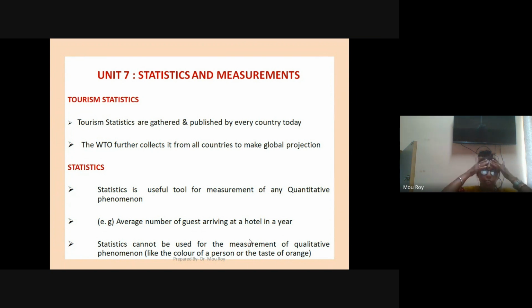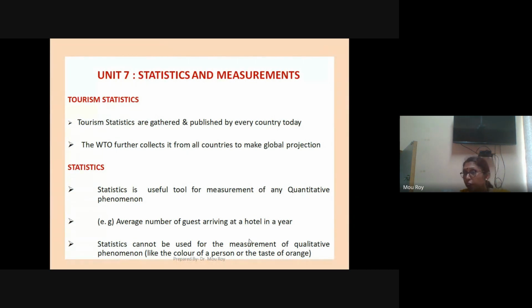As a country, we collect all the inputs. All the state governments send all the statistics to the Government of India, the Ministry of Tourism, which has all the information. Once they regulate it, they frame it in a proper manner and send it to the WTO. The WTO collects this information from all the countries to make a global projection. For example, as I told you, the average number of guests arriving at a hotel in a year, you can easily find out.